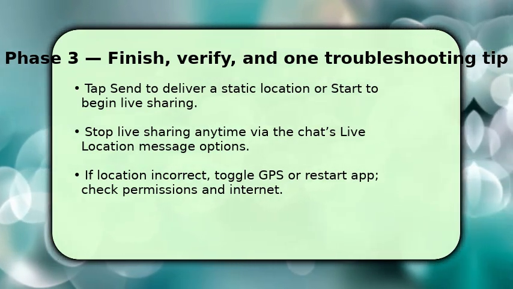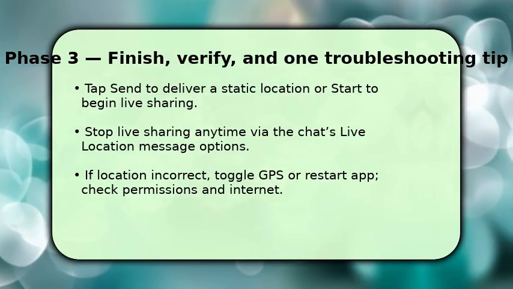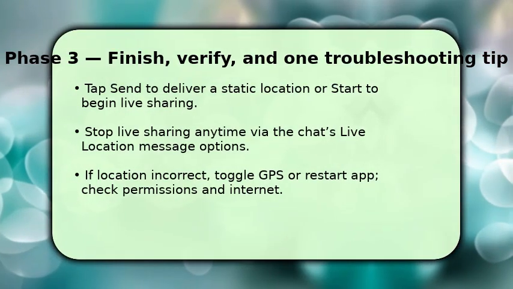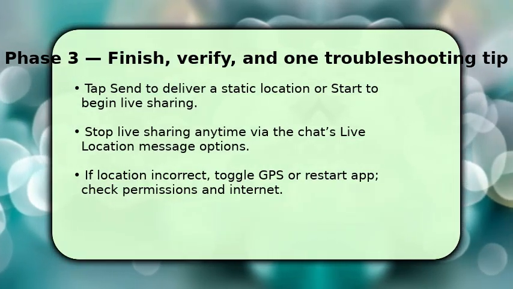If the pin looks wrong, first toggle GPS off and on or restart WhatsApp. Make sure cellular or Wi-Fi is active. Also recheck location permissions and accuracy settings. If problems persist, reboot the phone. That simple reset.